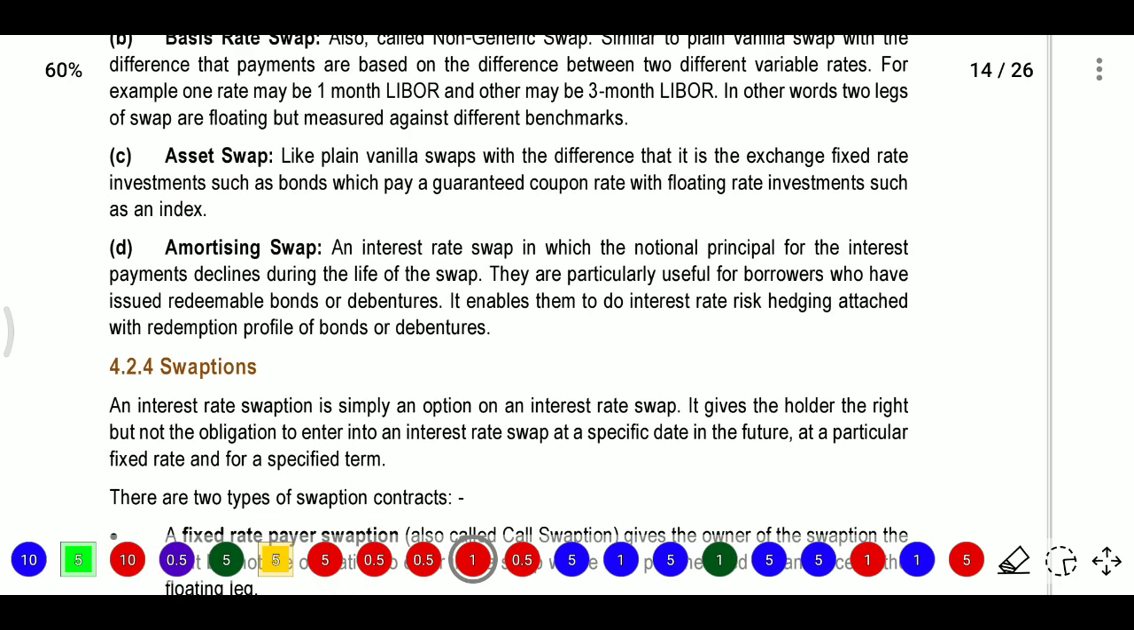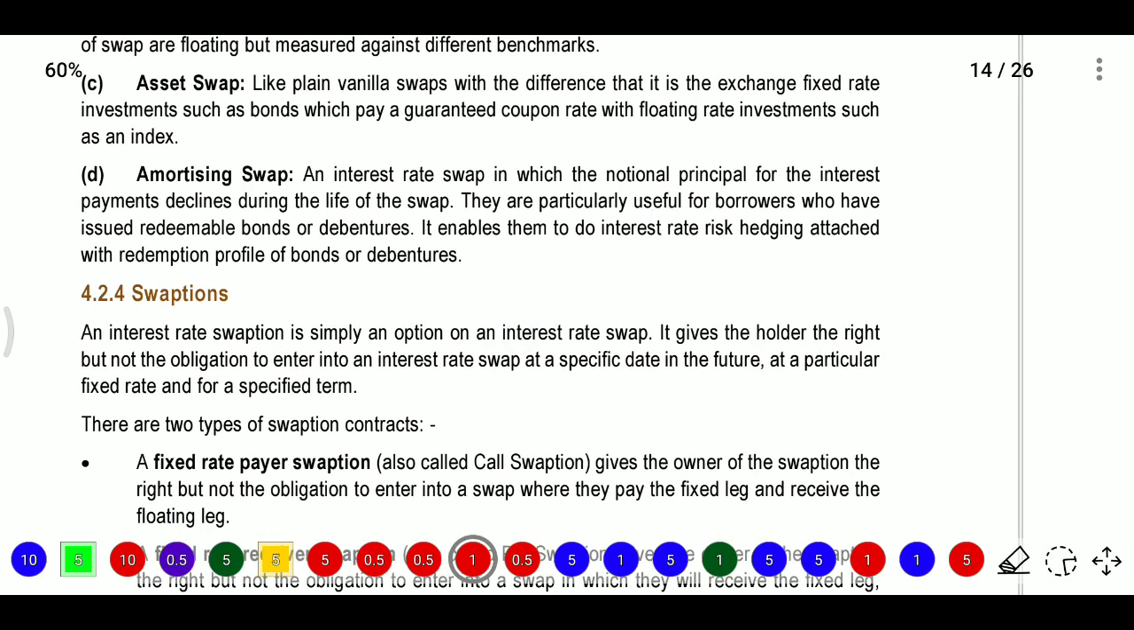Another swap will be the asset swap. Here, an asset swap is like a plain vanilla swap, exchanging a fixed rate investment such as bonds which pay a guaranteed coupon with a floating rate interest investment as indexed. Next, the amortization swap. Here an amortization swap means an interest rate swap in which the notional principal for the interest payment declines during the life of the swap. So they are particularly useful for borrowers who have issued redeemable bonds or debentures. It enables them to do interest rate risk hedging attached with the redemption profile of the bonds or debentures.